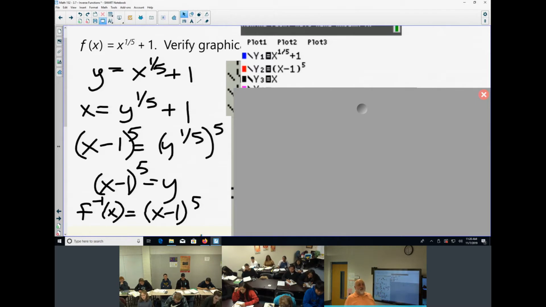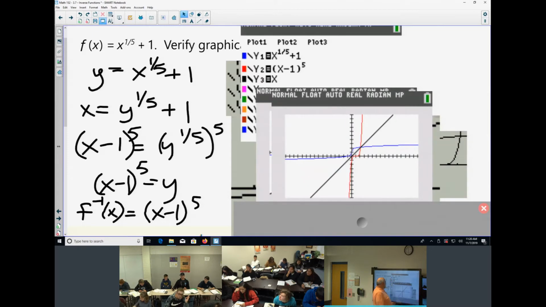Andres, did it work out? Yeah, I kind of get it now. Okay. Well, let's just see what the graph looks like. You have y equals x, and your original function is the blue here, and then the inverse is the red.